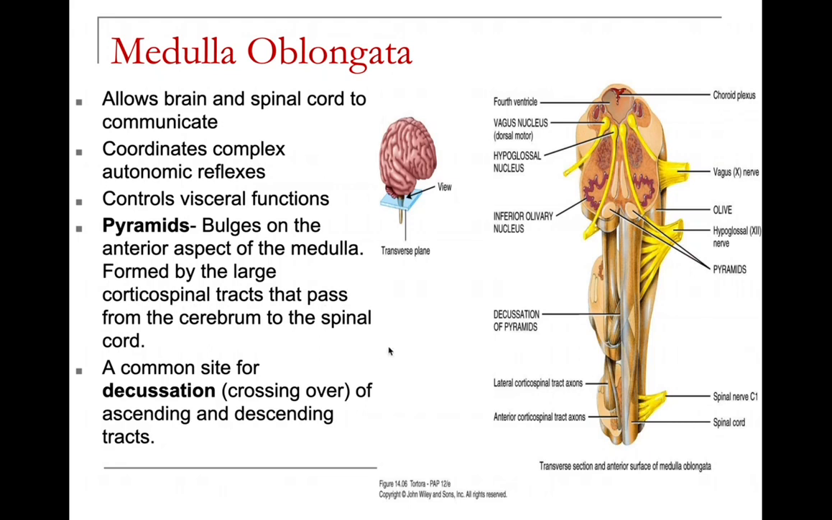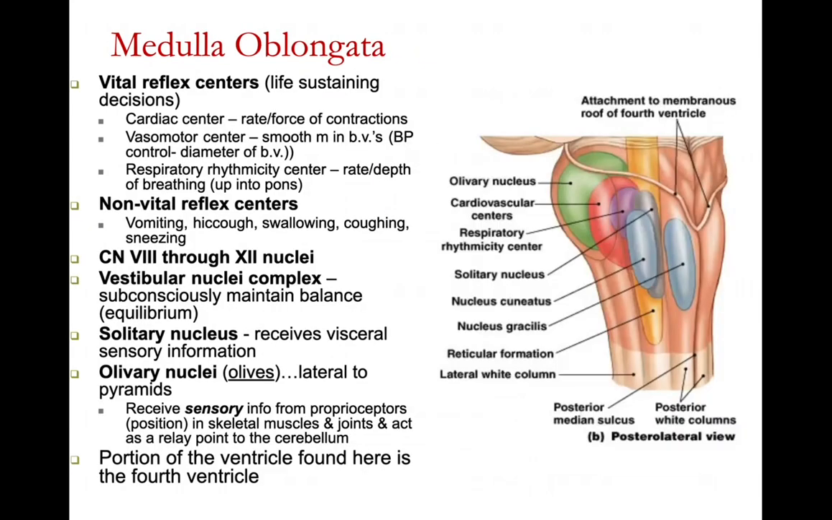So this is a common site for decussation. That's where nerves are going to cross over. And this will be decussation of a lot of the ascending and descending tracts. So in here, you can see this bulge, and you can see these different centers that you have in here. So these vital reflex centers are going to make the life-sustaining decisions. They are important enough that the body doesn't give us conscious control over this. We're much better off with things happening automatically.